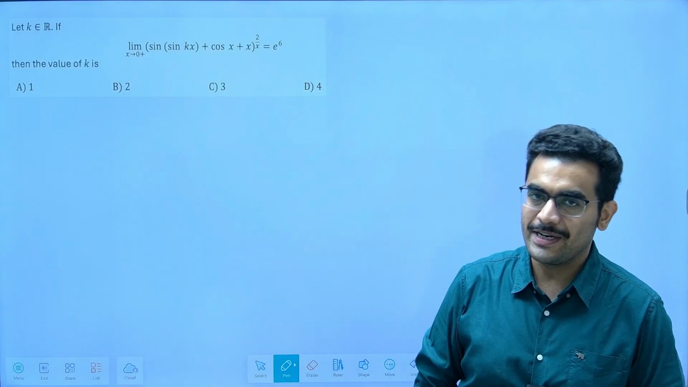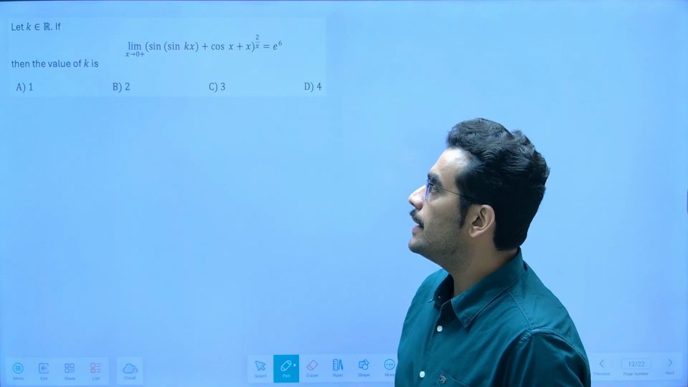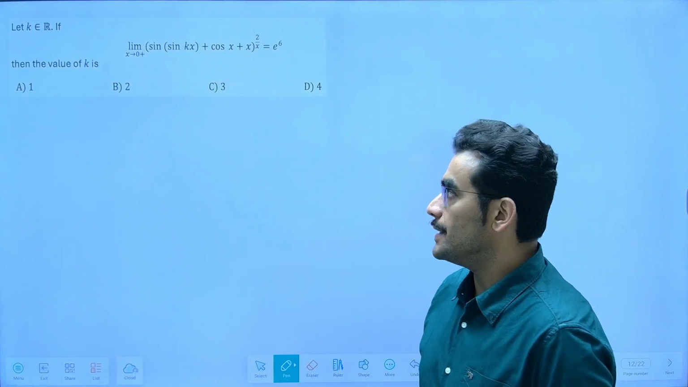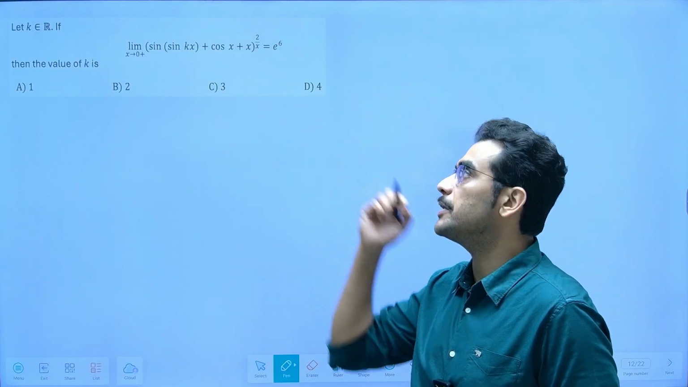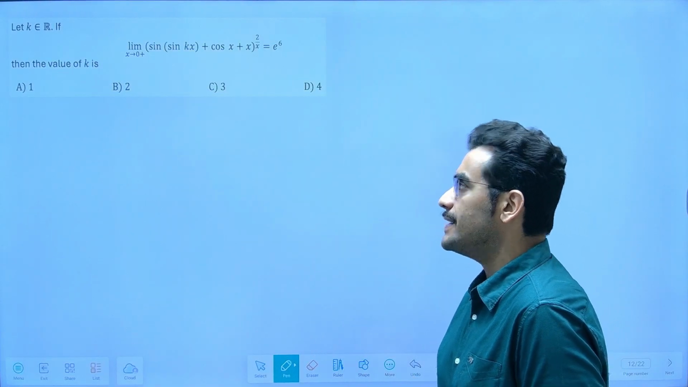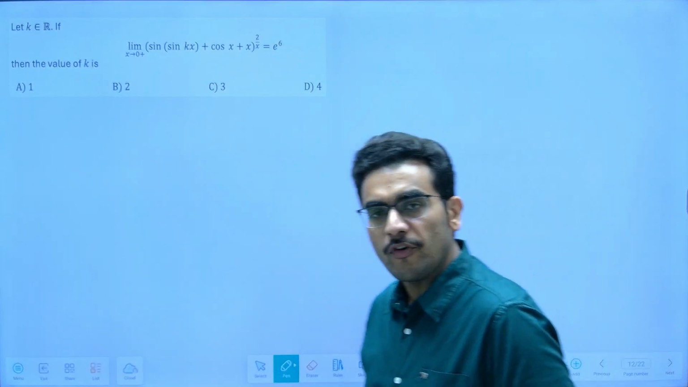Let's take this previous JEE Advanced question. It says let k belongs to R, if the limit as x tends to 0 plus of (sin(sin kx) + cos x + x) whole to the power 2 by x is equal to e power 6, then the value of k is equal to what?